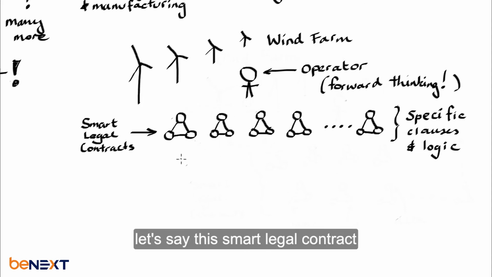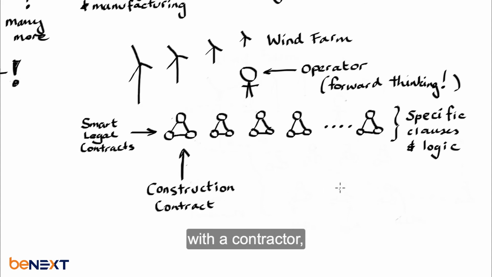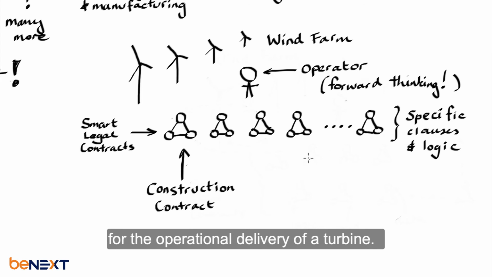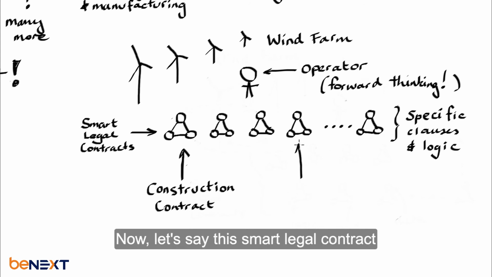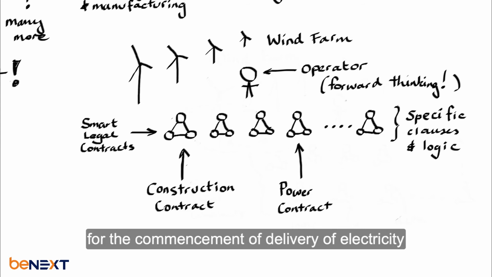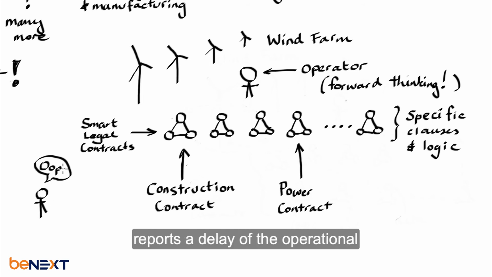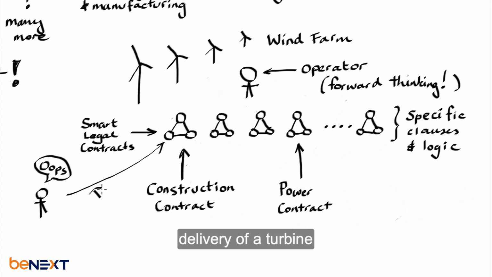For example, let's say this smart legal contract is a construction agreement with a contractor for the operational delivery of a turbine. Now, let's say this smart legal contract is an agreement with a power network for the commencement of delivery of electricity by the same turbine on a certain date. Let's say the construction contractor reports a delay of the operational delivery of a turbine due to some reason.